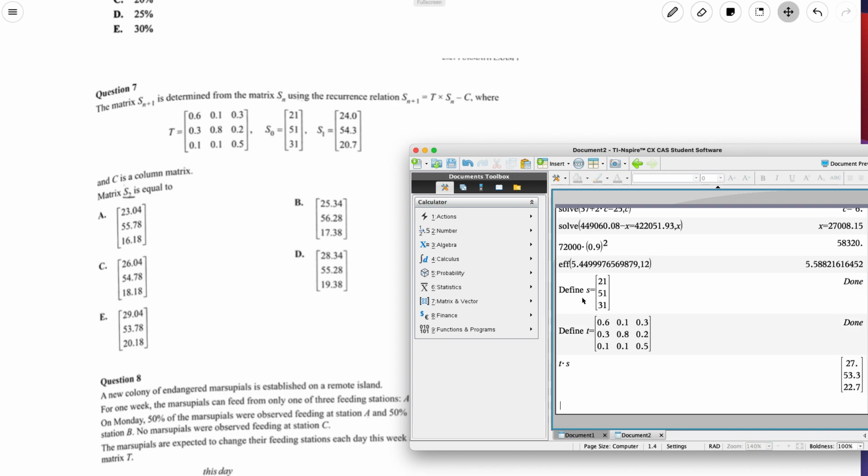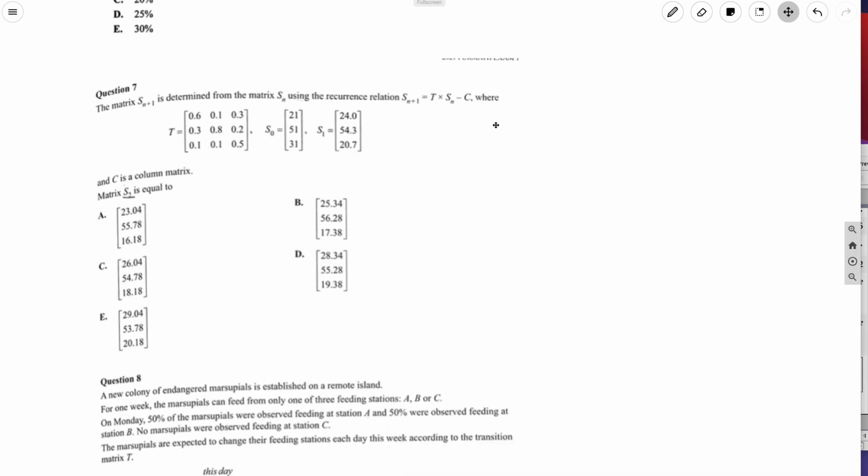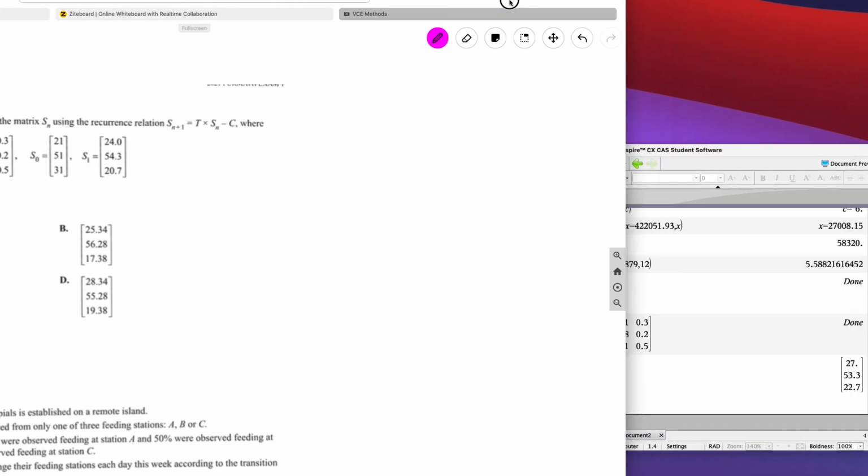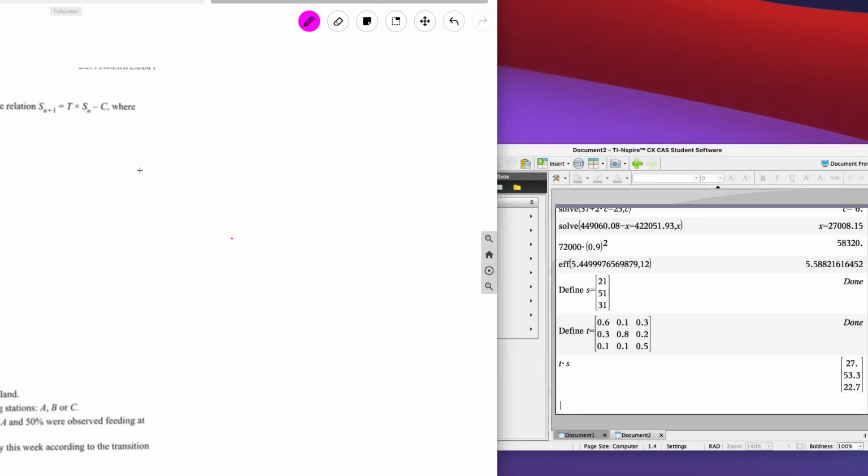And then it says that if you take away C, you get S1, which is 24 and blah, blah, blah. So 27 minus something is going to be 24. So that would be, oh, how can I do this? I might just move this over here. So 27, 53.3, and then 22.7, take away matrix C gives us S1, which was 24, 54.3, and 20.7.